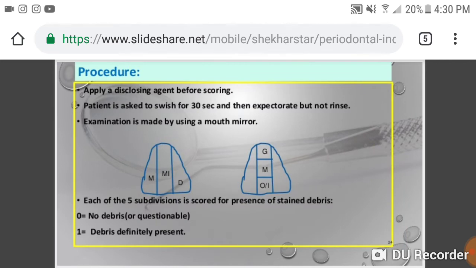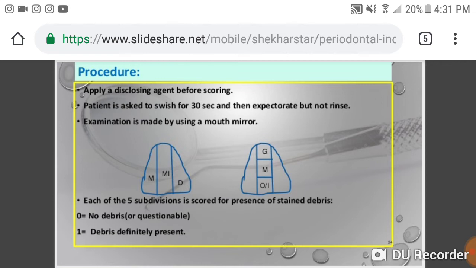Apply a disclosing agent before scoring. The patient is asked to swish for 30 seconds and then expectorate but not rinse. Examination is made by using a mouth mirror. Each of the 5 subdivisions is scored for presence of stained debris.